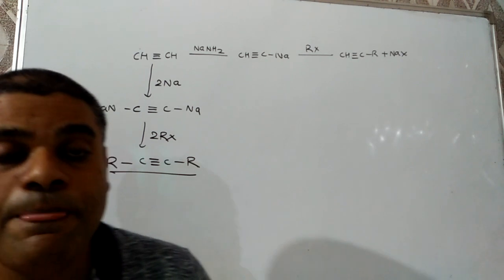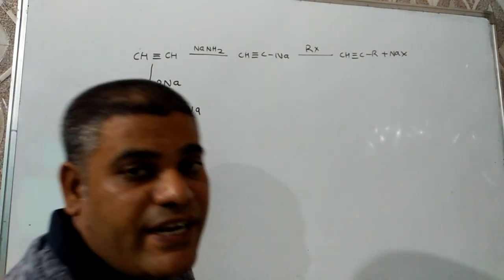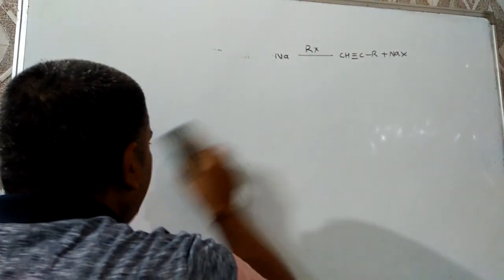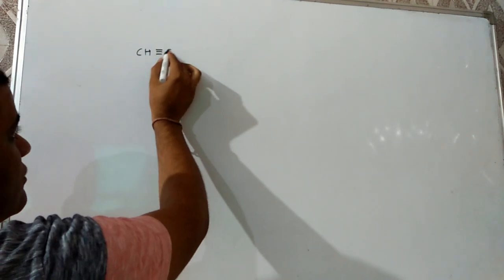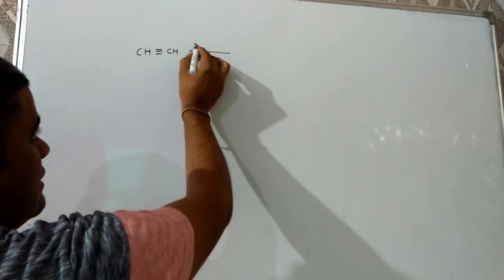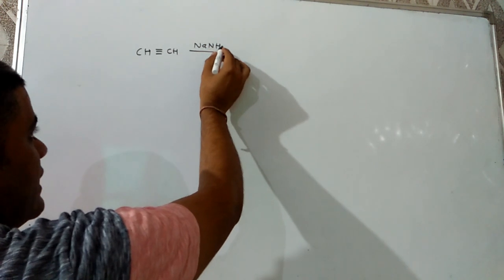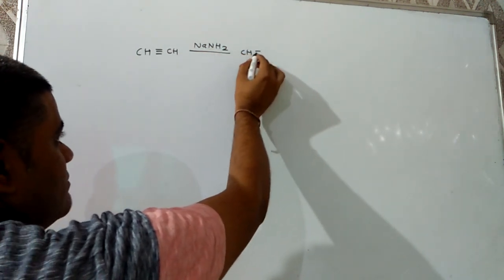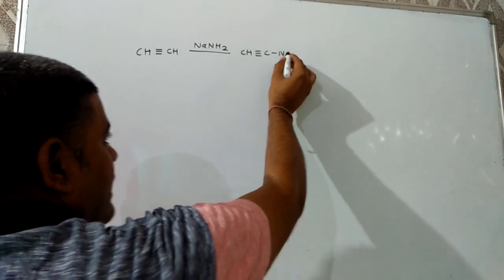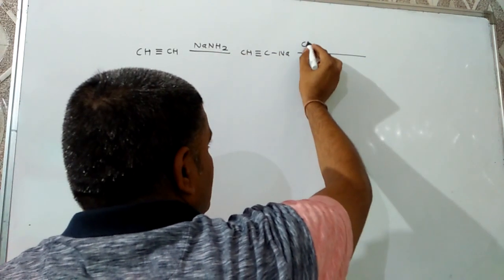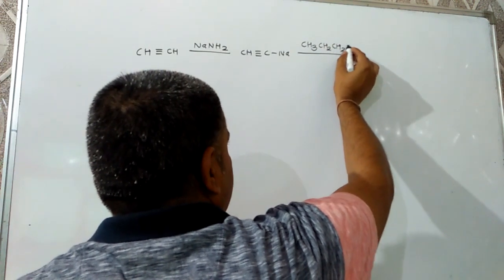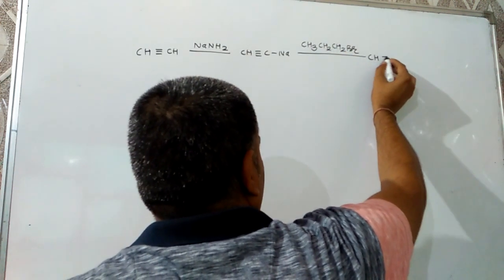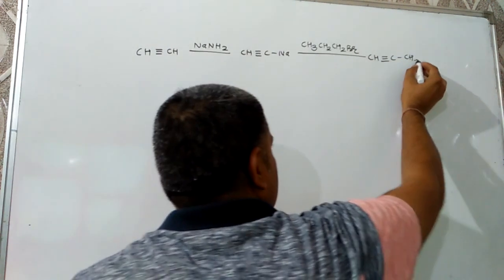Now a question may be there: convert acetylene into pent-1-yne. As we know, acetylene has the formula CH triple bond CH. First react it with NaNH2. Only one acidic hydrogen is replaced by sodium, giving CH triple bond C-Na. Now we have to increase 3 carbons. So here add normal propyl bromide, and on this addition we will get pent-1-yne as a product.